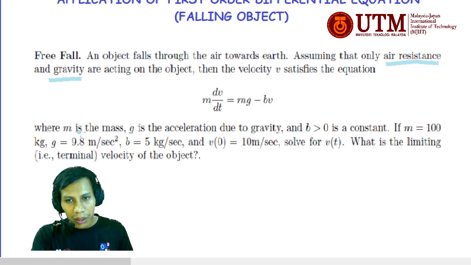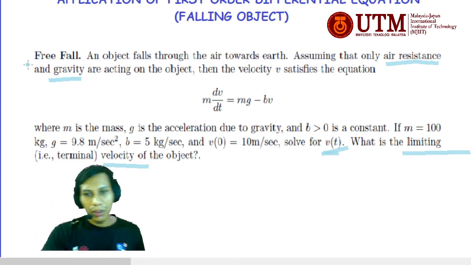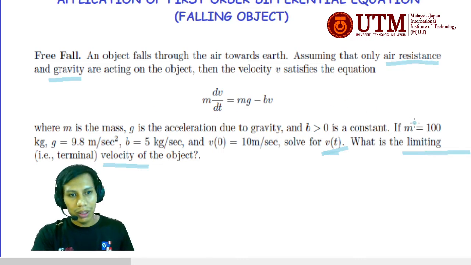Where m is the mass, g is the acceleration due to gravity, and b more than 0 is a constant. If m equal to 100 kg, g equal to 9.8 meter per second square, b equal to 5 kg per second, and v0 equal to 10 meter per second. Solve for v(t). And what is the limiting velocity of the object? So here we need to find v(t) and the limiting velocity. After discussing with my group members, now we get the answer and understand this question.